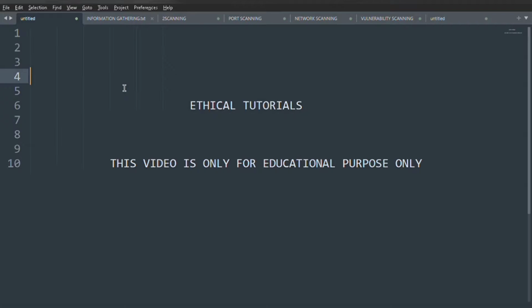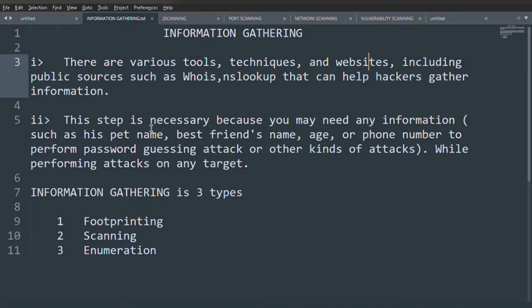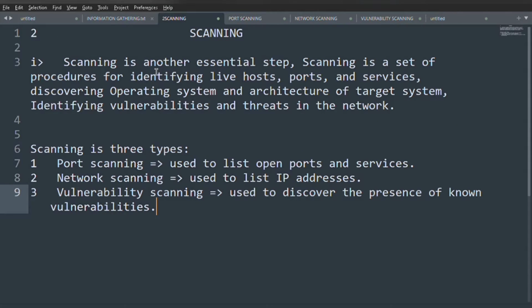Now we are discussing scanning, and this video is for educational purposes only. In the previous video we discussed information gathering, its details and types. We also discussed footprinting, and in this video we will discuss scanning. Footprinting is the first step, and scanning is the second essential step.